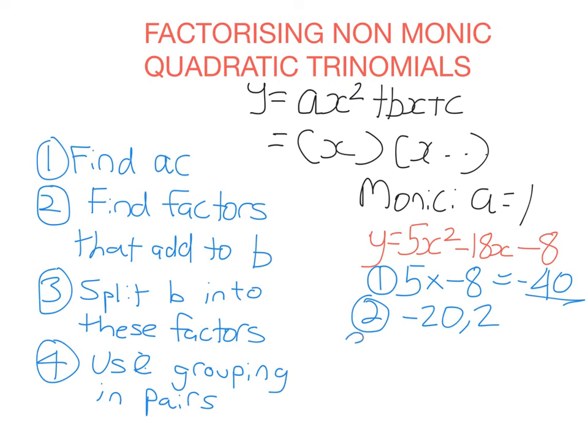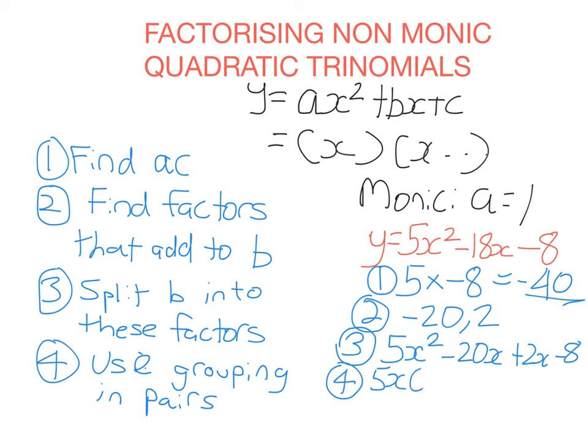So again, I'm going to split my quadratic term. So 5x squared, I'm going to split b into minus 20x plus 2x. Okay, make sure you keep the signs right. And then, of course, I group in pairs. So the highest common factor of the first two terms I get is 5x, and then x minus 4. And then I take out a common factor of 2, and I'm left with x minus 4. Again, I've got the same bracket in both of these terms, so I know I've done something right.